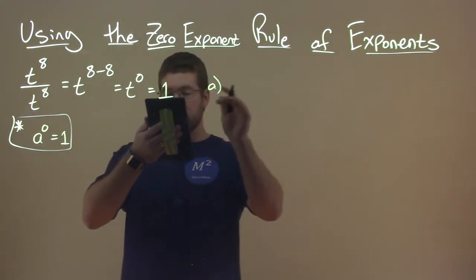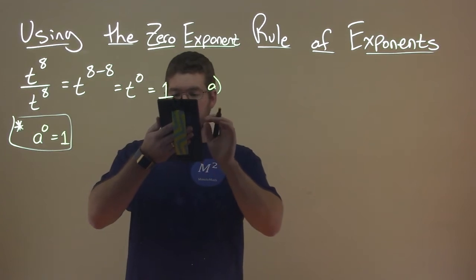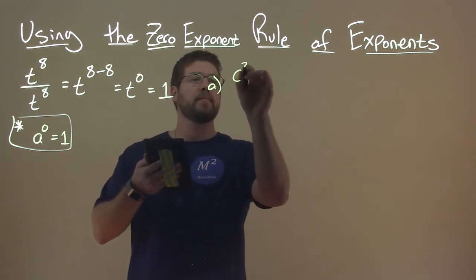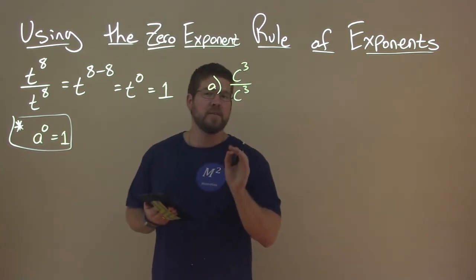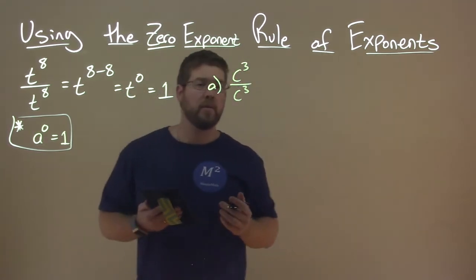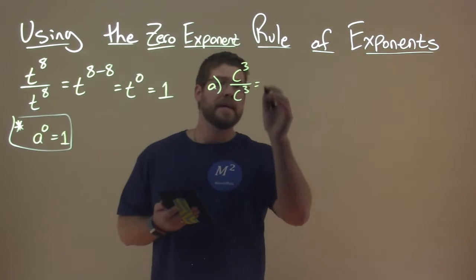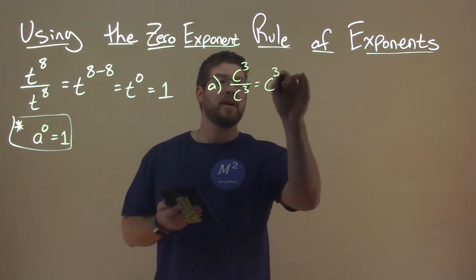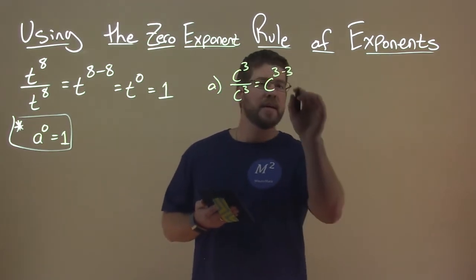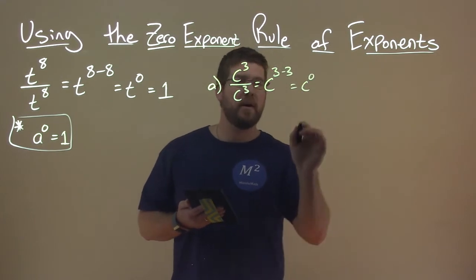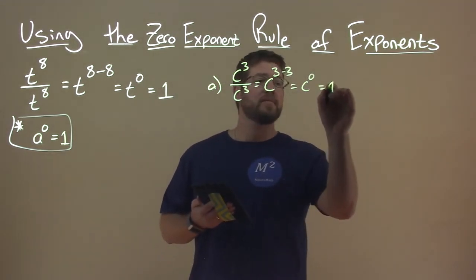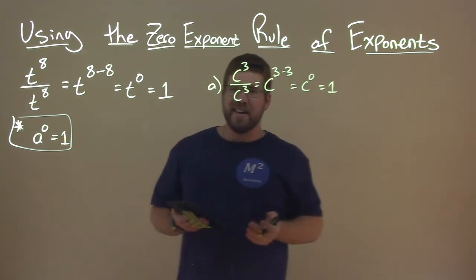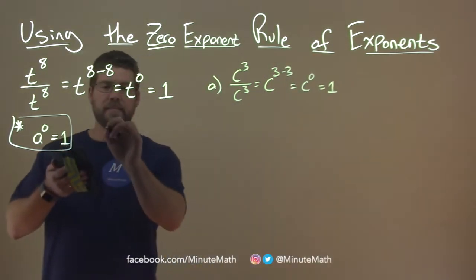We have, I believe, c to the 3rd power over c to the 3rd power. Now this is a very similar example to what we started with. We apply the quotient rule, and it's c to the 3 minus 3 power, which is c to the 0 power, and now we can apply our zero exponent rule, and we know that's equal to 1. Not too bad. Let's try b.